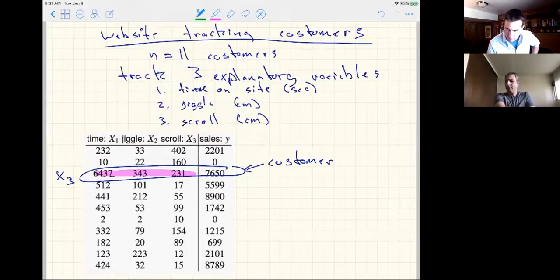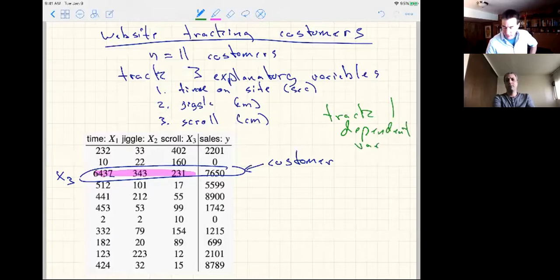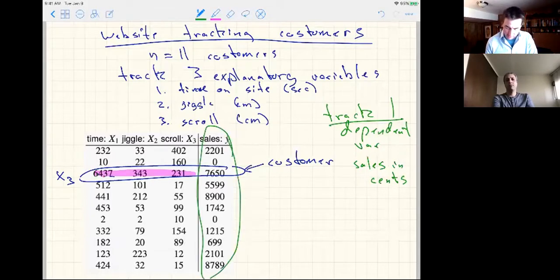Okay, so I'm also going to track one explanatory variable. Dependent variable. And this is the sales in cents. So 2,201 cents is $22.01, right? This right here is the dependent variable. I'd like to predict this. This is going to be equal to my vector y, and this is a vector in Rn.